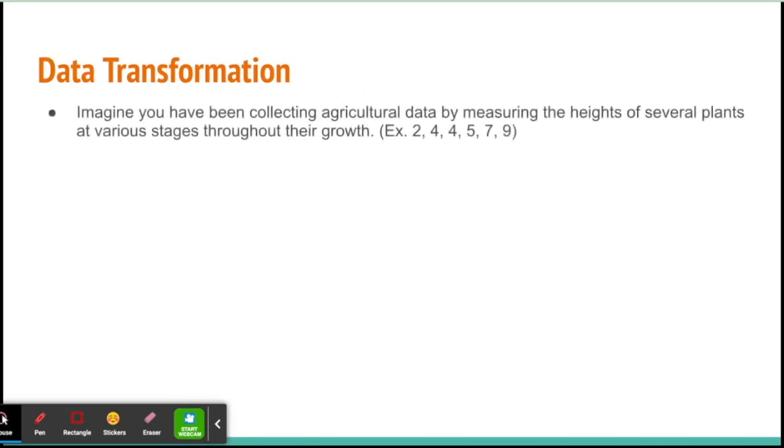The final part to this presentation is talking about data transformation. Now, we're going to do an example together. Imagine you have been collecting agricultural data by measuring the heights of several plants at various stages throughout their growths. So you take your ruler in centimeters and you measure 2, 4, 4, 5, 7, 9 centimeters. Now, once you're done with that, you can calculate the mean and the standard deviation using your calculator.